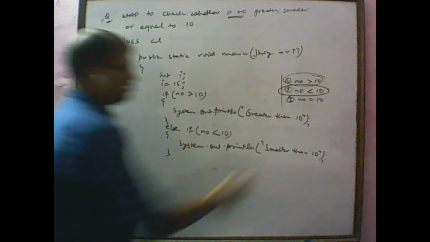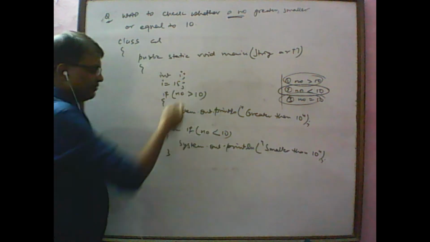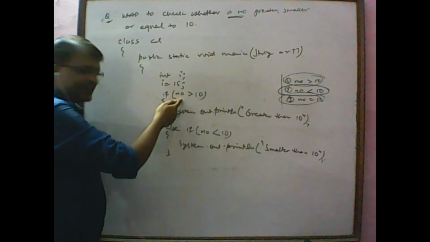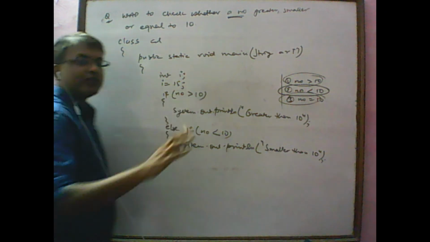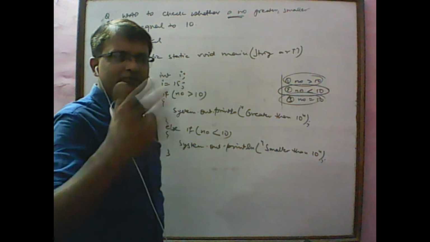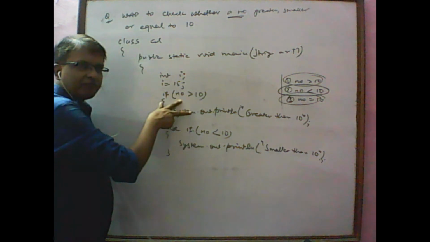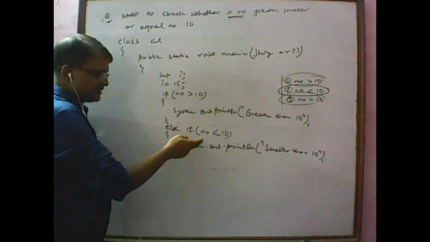Okay. Now let's discuss the third situation. What happens in our real life if a number is neither greater than 10 nor smaller than 10? Then what is the next situation? Obviously the number will be 10. You don't need to compare it with 10 again. Two comparisons have been already performed, one for greater and the second for smaller.